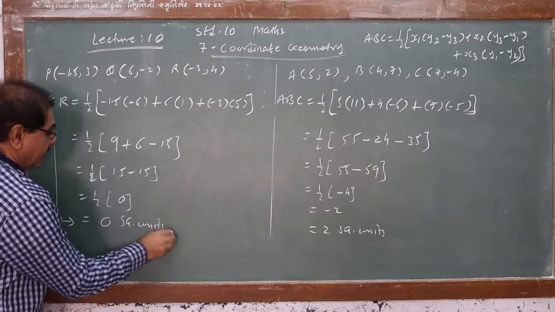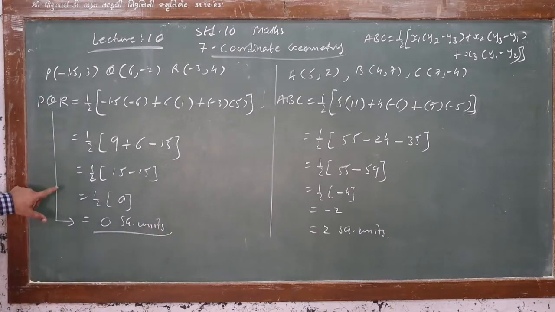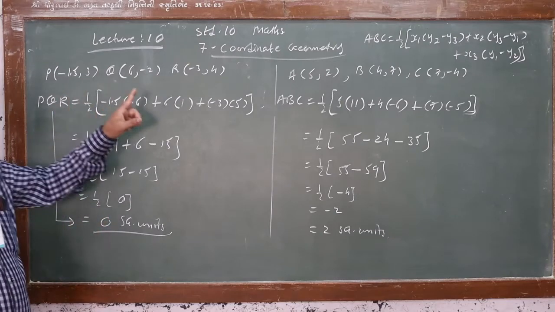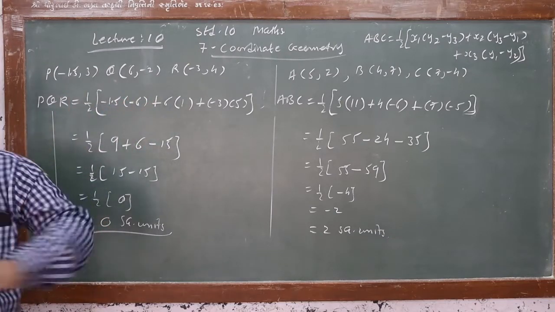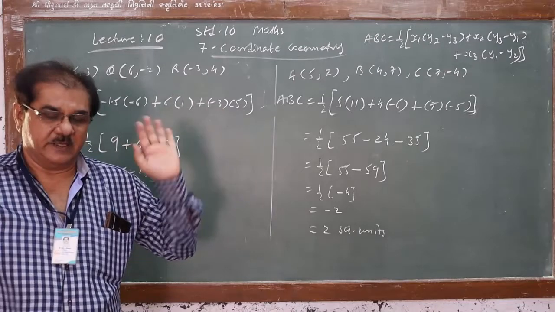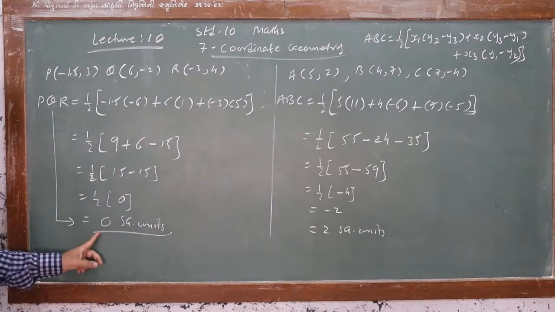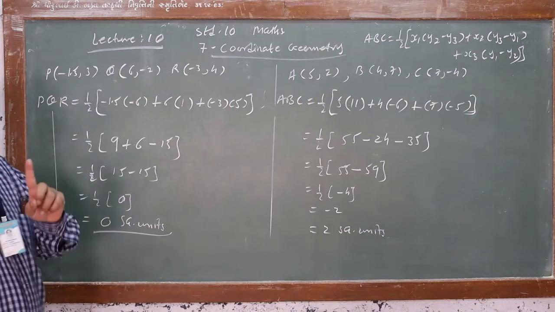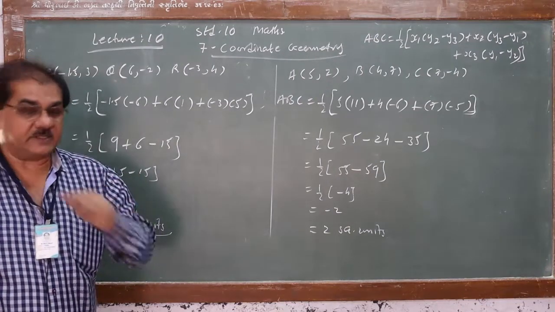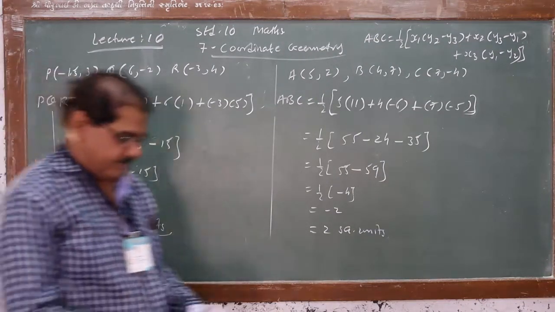So it is to be understood that the area is 0. That means all the three vertices don't form a triangle, they are collinear. They are on the same line, only then can the area come to 0. So whenever the area is 0, you should consider that all the three vertices are collinear, on the same line, okay?